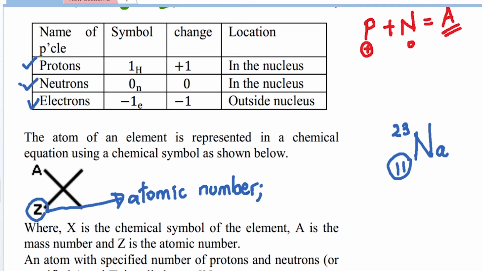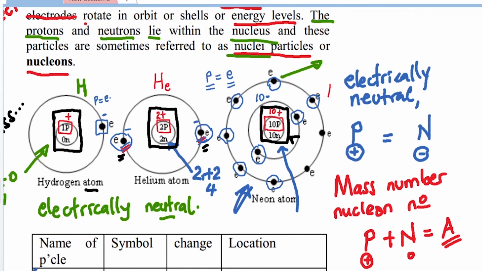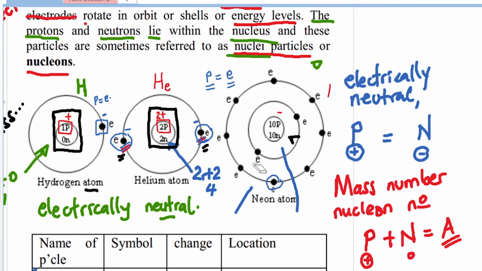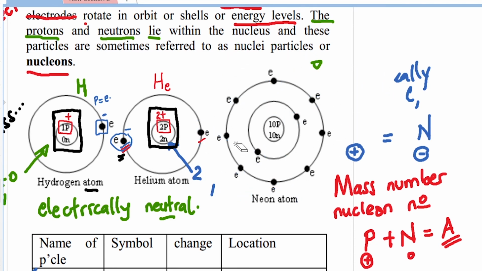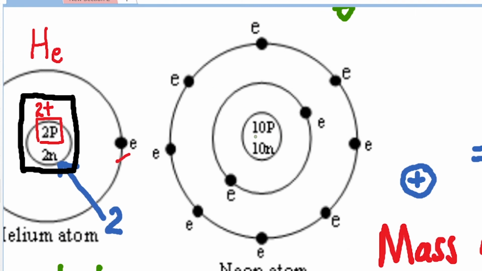Now, what is the atomic number? The atomic number is the number of protons. If you look at this diagram here, the number of protons, the positives, are inside the circle. Look at this neon atom, for example. If you look at it closely, you realize that we have 10 protons. So if we have 10 protons, it means the atomic number for neon is 10.